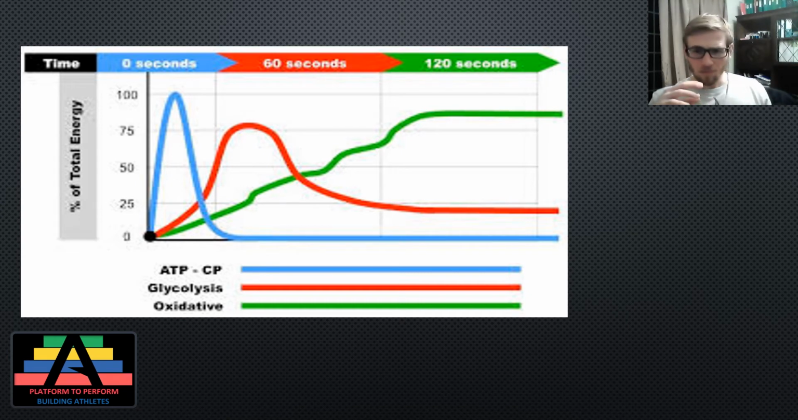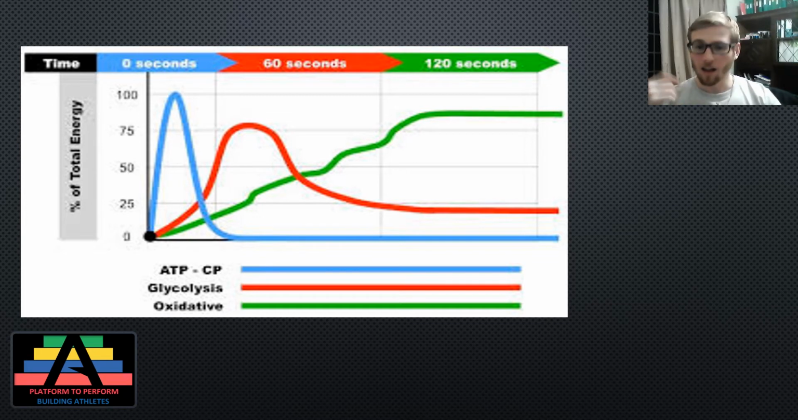Now, these three systems, the best analogy I can give you is to compare them to another fuel source. So your ATP-PC system, this is like having a match. You can light it very quickly, you get the fuel source very quickly, also disappears very quickly. So although it's quick, it's also easy to use up. That's the equivalent of your one punch knockout. Anything under about 10 seconds is your ATP-PC system.